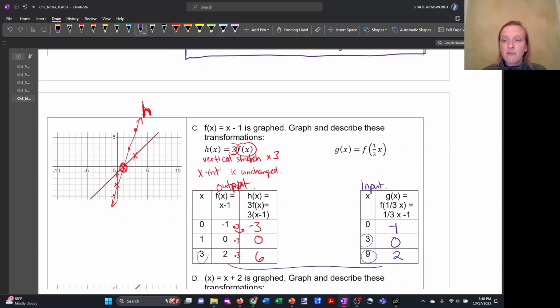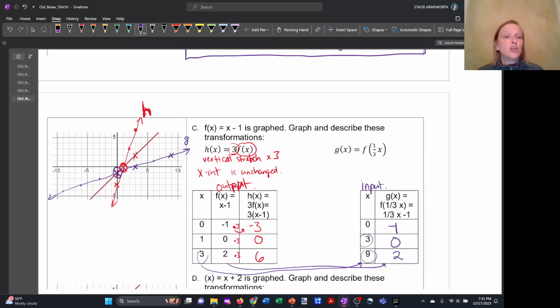So notice I've got the same output values as before, but I had to manipulate my input values to get those same values. If I plot these points on the graph, I get a point at 0, negative 1. Notice that point overlaps. 3, 0 is a point on the graph, and 9, 2 is a point on the graph. So if I graph this carefully, I will get a line that looks like this.